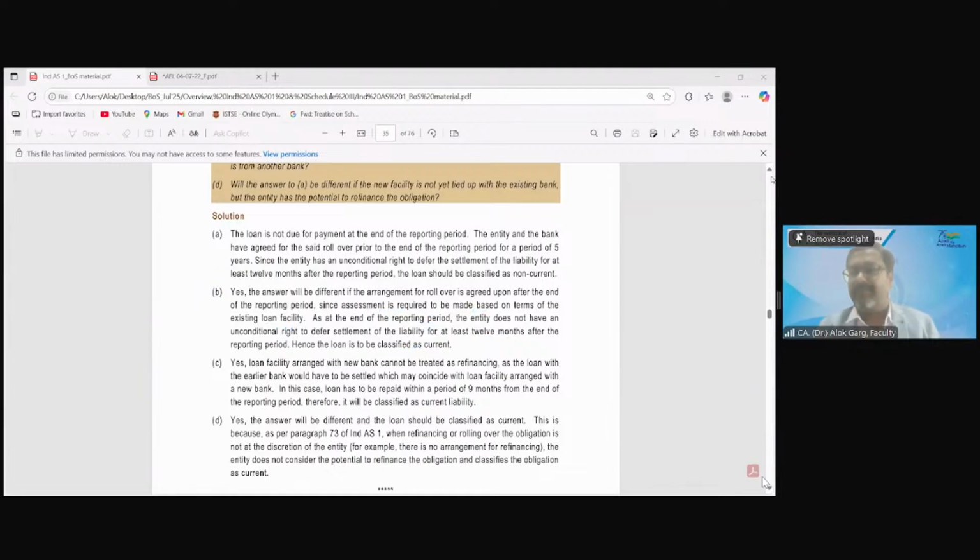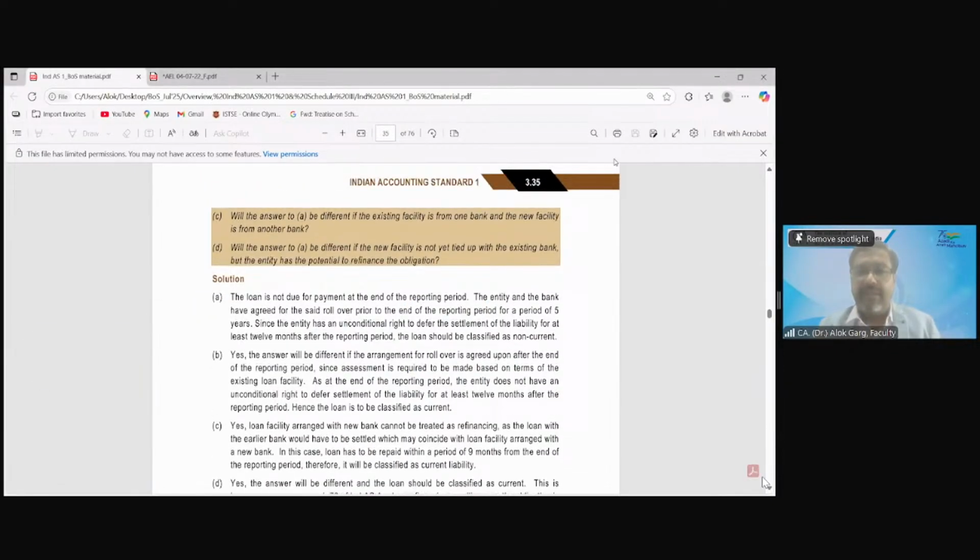Question number 3. Will the answer to A be different if existing facility is from one bank and the new facility is from another bank?